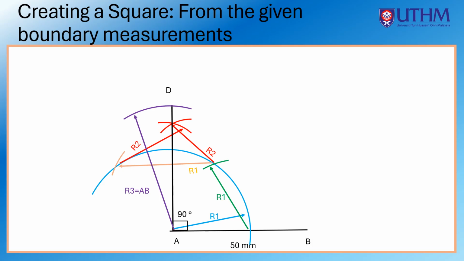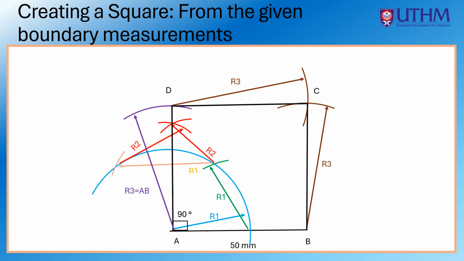Using the given boundary measurement, a curve is created from points B and D that create an intersection at C. Then draw a straight line to connect the points A, D, C, and B. Now you have created a square from the given boundary measurement.